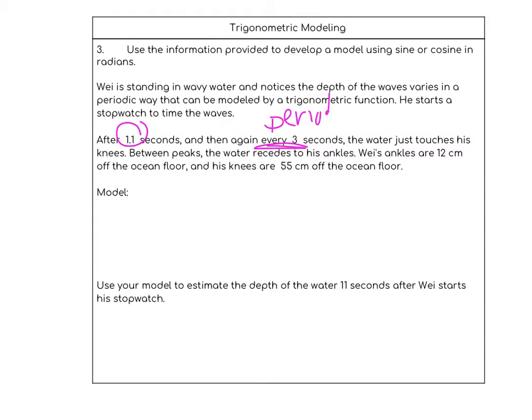The water just touches his knees, so that's a max. And then the water recedes to his ankles, that's a min. Waves' ankles are 12 centimeters off the ocean floor, his knees are 55 centimeters. So in between 12 and 55, that's 67, divided by 2, 33.5. That's going to be the middle. And then 55 to 33.5 is 21.5. That's the amplitude.